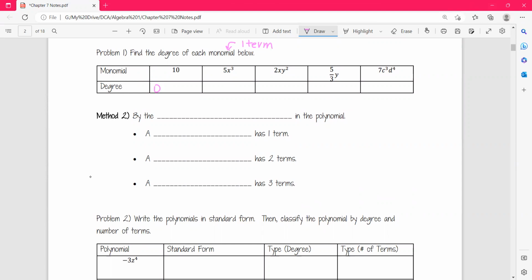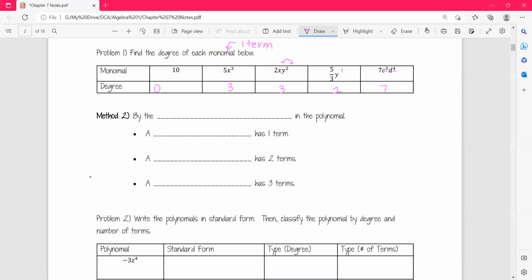5x cubed, the exponent is a 3, so my degree is 3. Highest exponent, we've combined these guys, 1 and 2, it's going to be a 3. If I don't see an exponent, it's a 1. We're going to combine these, and I'm going to get a degree of 7.